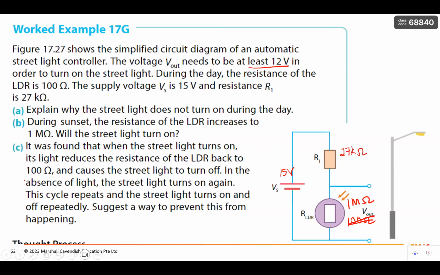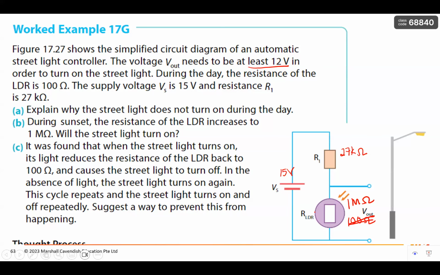Let's go back to part C. It was found that when the street light turns on, once the lamp is turned on, there is light, so the resistance of the LDR will drop again. When the resistance of the LDR drops, the voltage across it drops and the street lamp turns off again. In the absence of light, the street lamp turns on again. So this cycle keeps repeating and the street lights keep turning on and off.